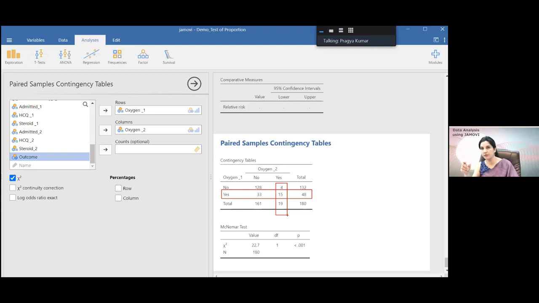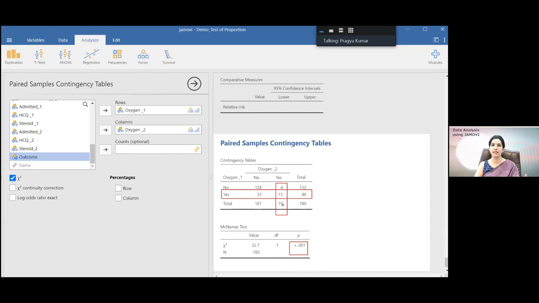Can you show me a little bit who else have answered? Okay. Okay, so you are right. 48 were requiring the oxygen at the time of admission and 19 at the time of discharge out of 180. So you have to calculate the proportion. And if you see this p value, can you say that this is very significant? Because p is less than 0.001. So this is highly significant. That means almost it has reduced by more than 50%.